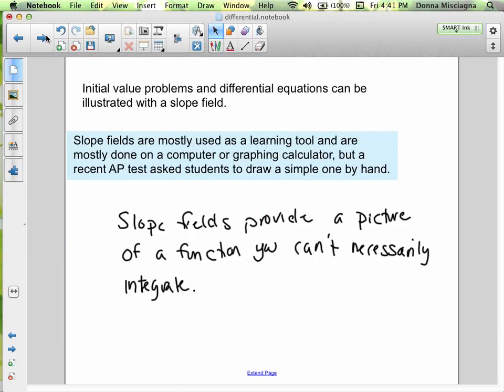And turning differential equations into them. All right, so I'm going to end this podcast, and I'm going to continue with slope fields in the next podcast.